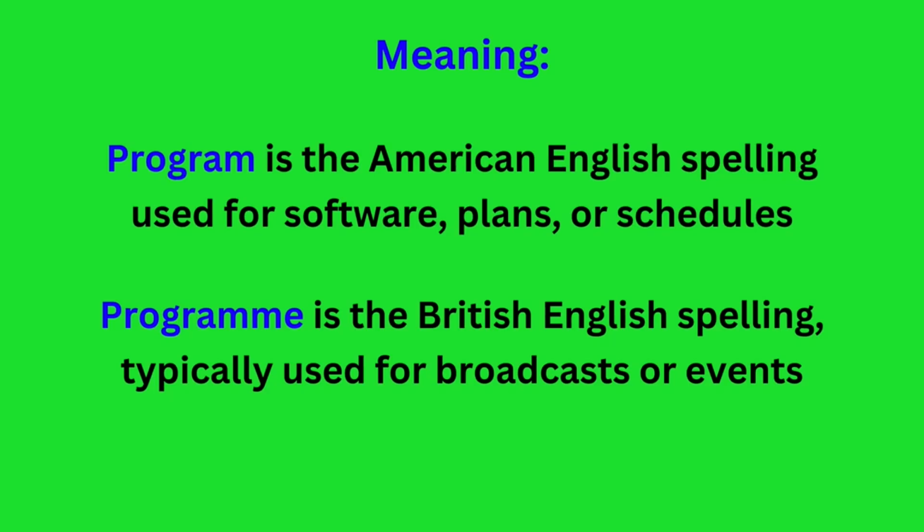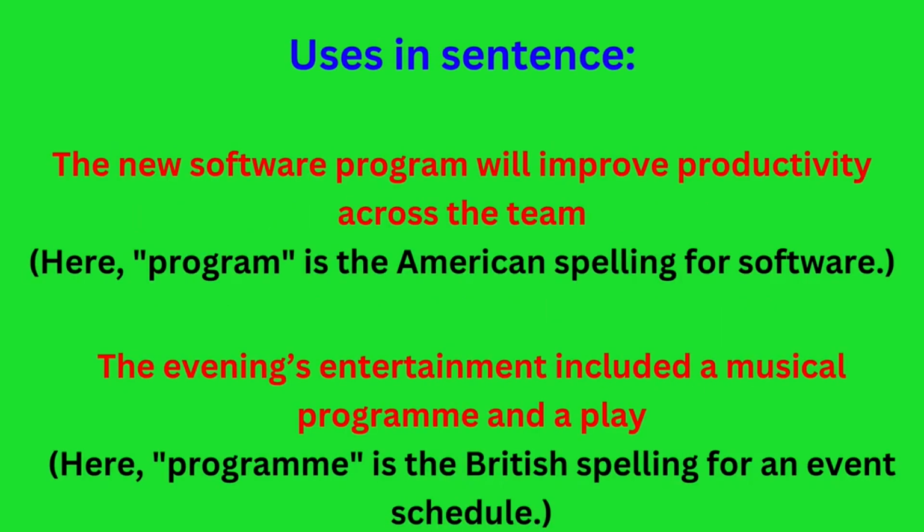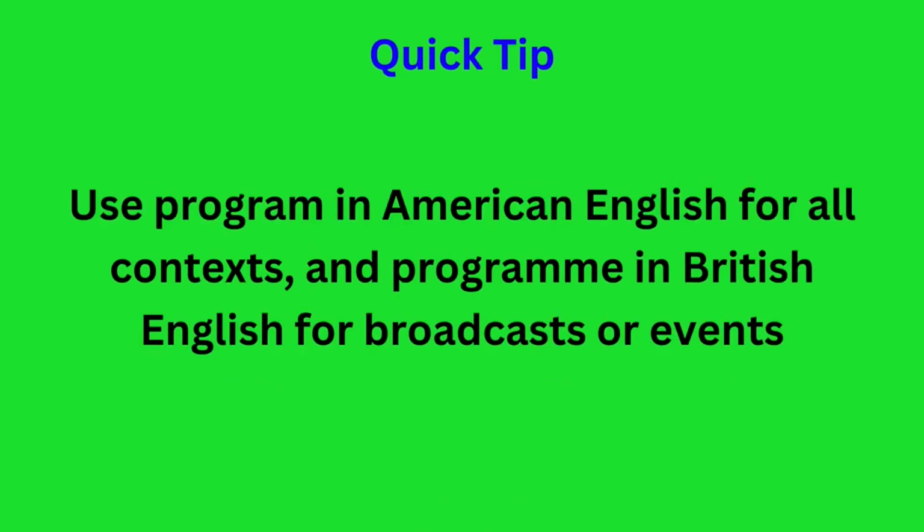Meaning. Program is the American English spelling used for software, plans, or schedules. Programme is the British English spelling typically used for broadcasts or events. In a sentence, the new software program will improve productivity across the team. Here, program is the American spelling for software. The evening's entertainment included a musical programme and a play. Here, programme is the British spelling for an event schedule. Quick tip. Use program in American English for all contexts, and programme in British English for broadcasts or events.